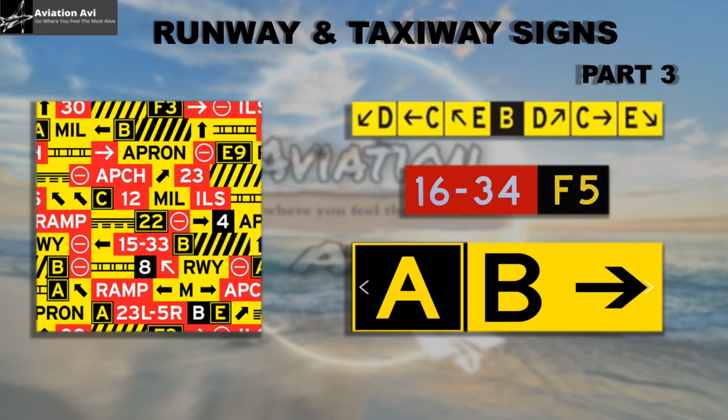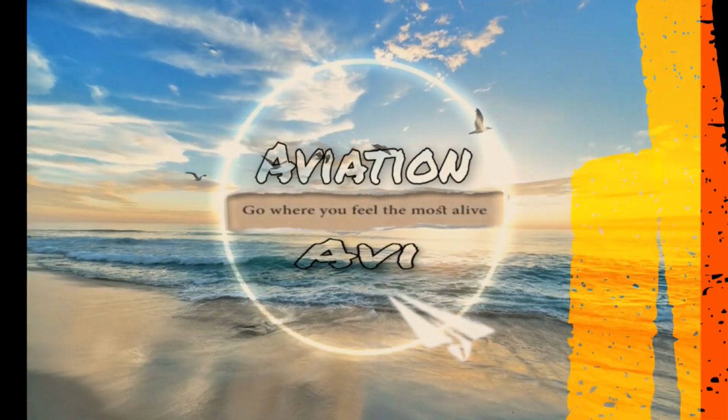In this video, we'll break down how these designs are derived from ICAO Annex 14, Appendix 4, and why following these standards is crucial for safe and consistent airside operations. So without any delay, let's dive in and decode the design language of aerodrome signs.